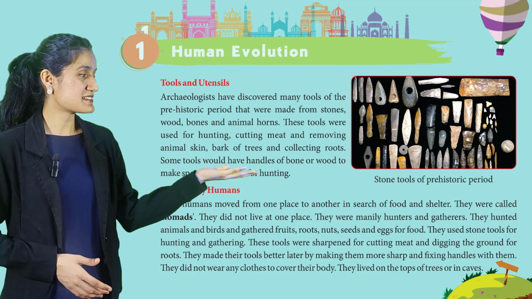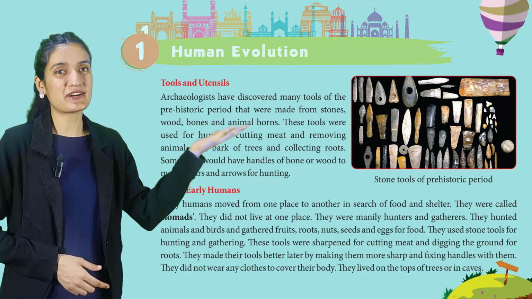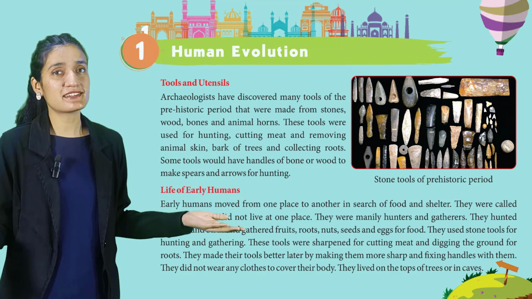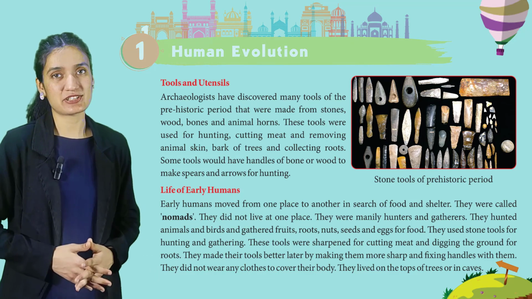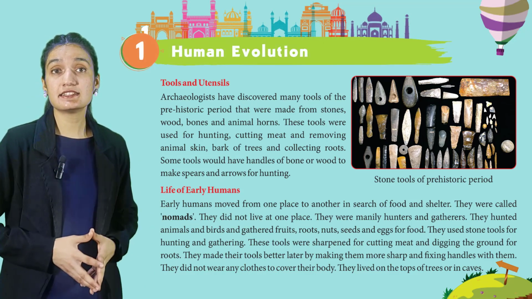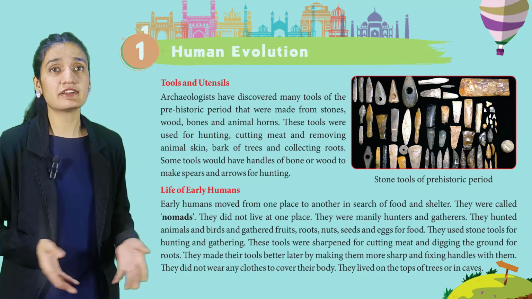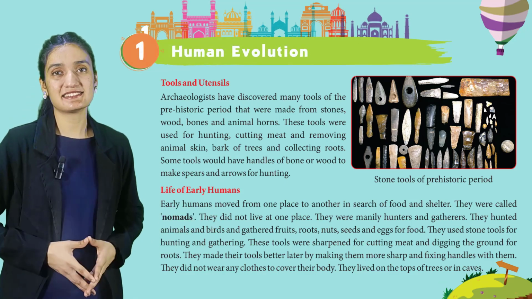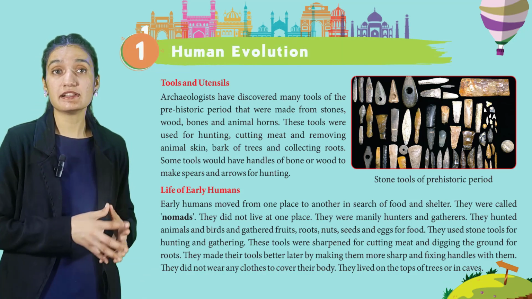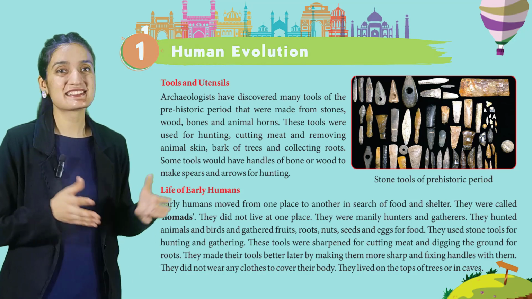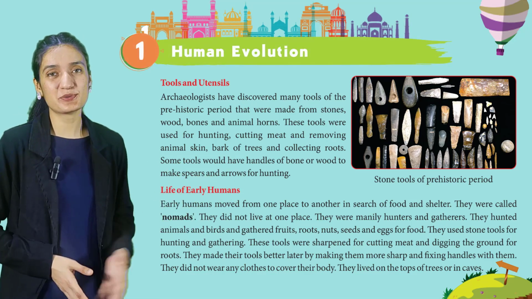Now, our next topic is life of early humans. Early humans moved from one place to another in search of food and shelter. They were called nomads. They did not live at one place. They were mainly hunters and gatherers. They hunted animals and birds and gathered fruits, roots, nuts, seeds, and eggs for food.